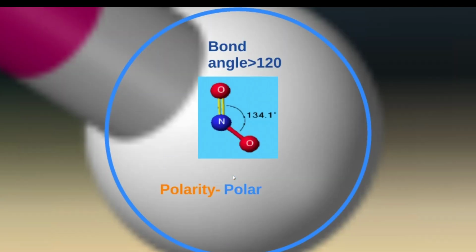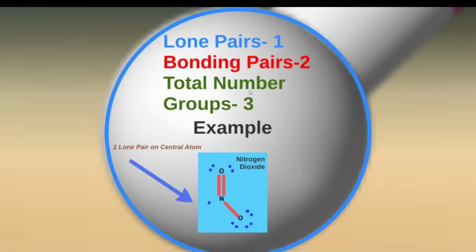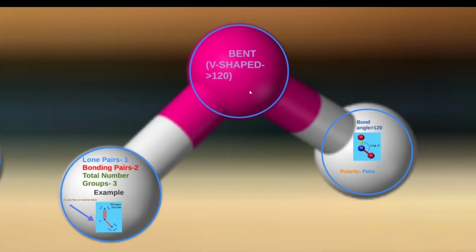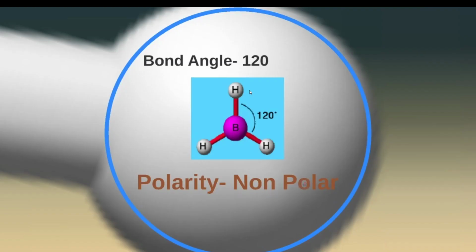Because this lone pair over here that we can't see is affecting this bond angle, it makes it so that those other atoms are trying to get away from this one right here. And that's for a bond angle of greater than 120 degrees. You can almost think of a V-shaped one as essentially this one, except it doesn't have another atom attached to it.